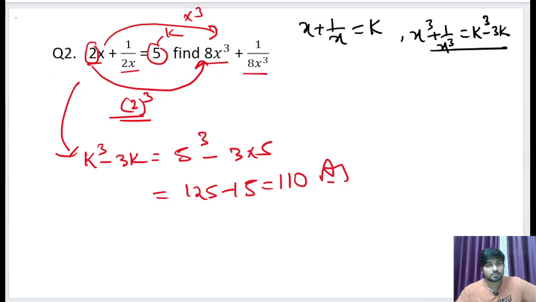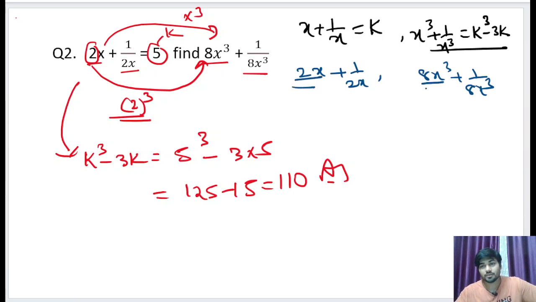Basically, how will you judge this? I will tell you again, because this is a concept you must know. 2x plus 1 by 2x is given, and we need to find 8x cube plus 1 upon 8x cube. This value must be the cube of this value. Whatever is given here, when we cube it, we must get this value.